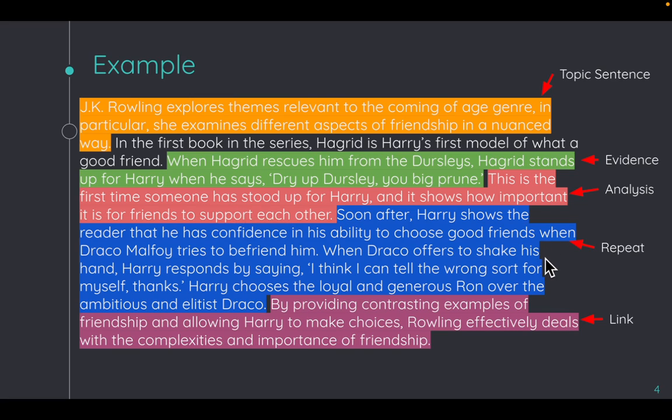I do the same thing again. I have another piece of evidence and the quote and what it means. Why is it relevant? What's the insight here? Harry chooses the loyal and generous Ron. And finally, I have the link, by providing contrasting examples of friendship. Now, this link is a link back to the topic sentence. Another way to think of this particular link is as a concluding sentence. That can also fill the role of this link.